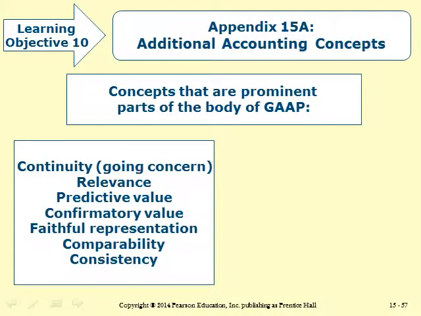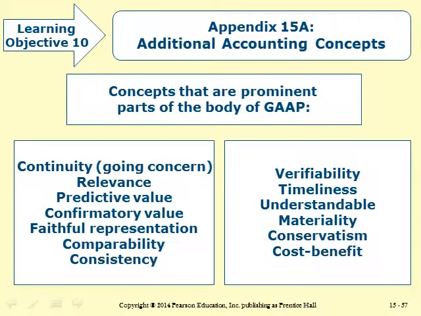And so now we're going to talk about Appendix 15A, where we describe several concepts that are preeminent parts of the body of GAAP. This is the idea of continuity or going concern, relevance, predictive value, confirmatory value, faithful representation, comparability, consistency, verifiability, timeliness, understandability, materiality, conservatism, and cost benefit. All of these terms have important meanings in the accounting profession, so I encourage you to go into Appendix 15A and become familiar with these terms and what they mean.